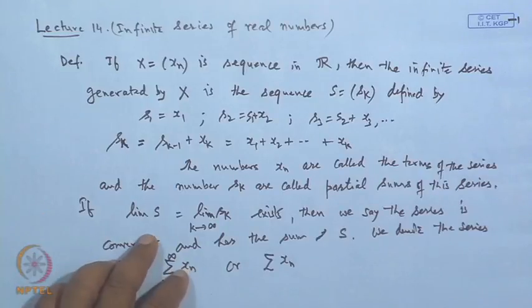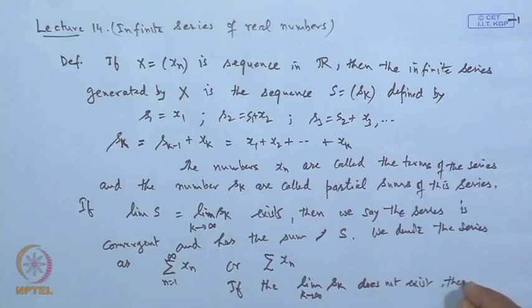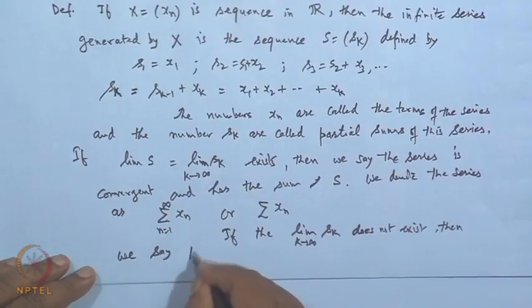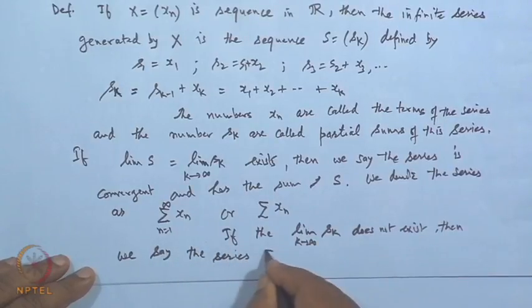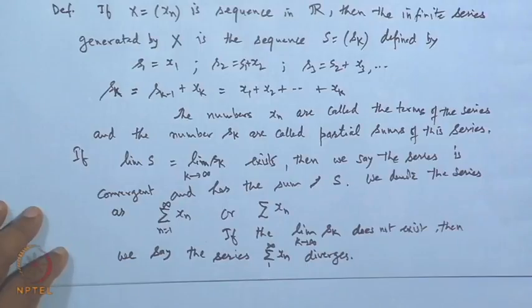Now, if this limit does not exist, then we say the series diverges. If the limit of S k when k tends to infinity does not exist, which means it is either plus infinity or minus infinity or has various limits, then we say the series sigma x n, 1 to infinity, diverges. Okay.